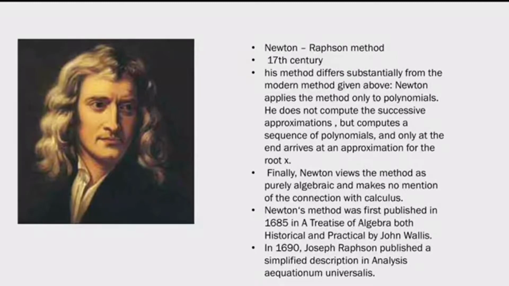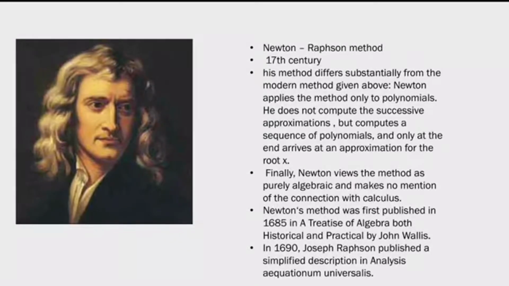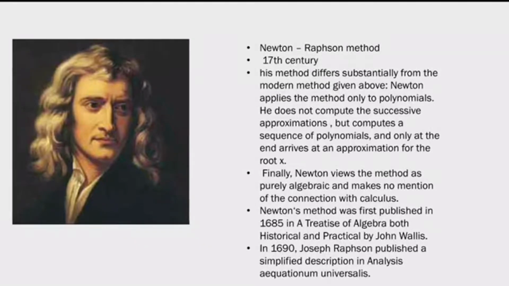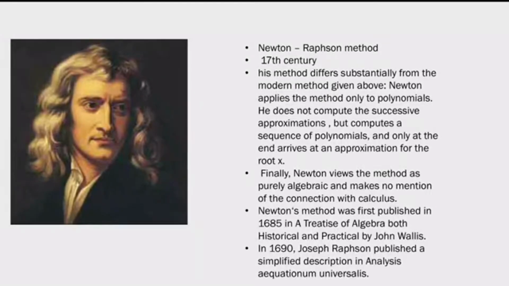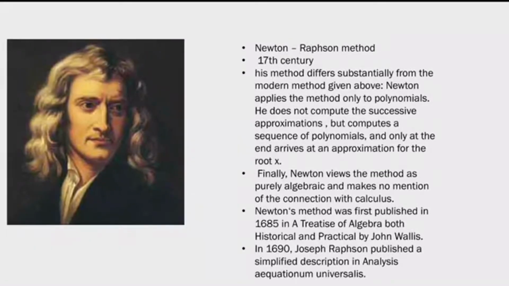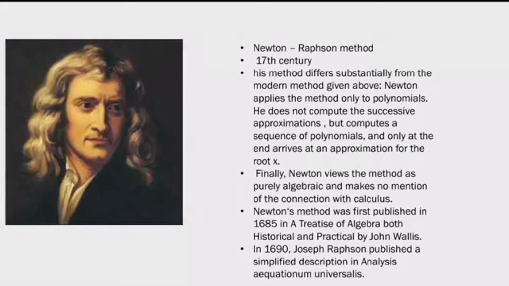Newton's method was first published in 1685 in A Treatise of Algebra, Both Historical and Practical, by John Wallis. And in 1690, Joseph Raphson published a simplified description in Analysis Aequationum Universalis.